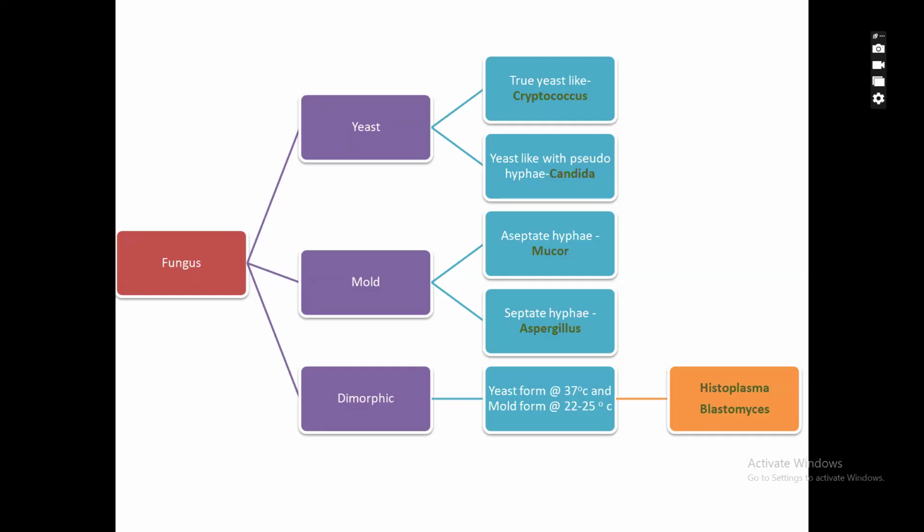The mold on the other side is classified into two parts, aseptate hyphae and septate hyphae. If it is a septate hyphae, then it's the aspergillus. And if it's an aseptate hyphae, then it's a mucor. The dimorphic fungus, dimorphic why? Because it's a combination of yeast and mold. It remains yeast at a higher temperature of 37 degrees and it forms mold at a lower temperature of 22 to 25 degrees centigrade. The examples being the histoplasma and blastomyces. But the most important concern for our ICU is the top four: Cryptococcus, candida, mucor, and aspergillus.